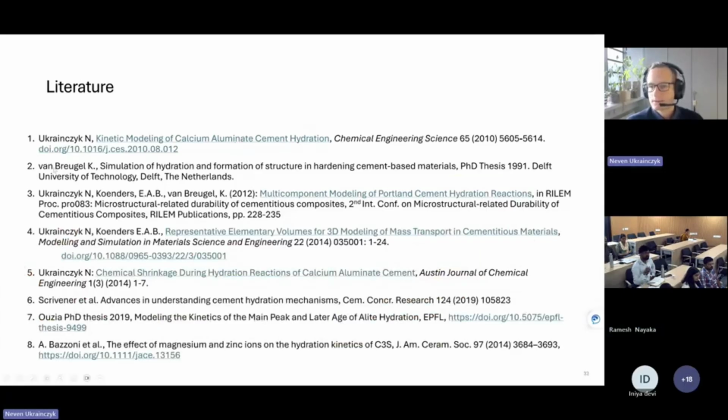Yes. It's this PhD thesis from Professor Van Breugel from TU Delft from 91. This would be describing the Heimstrack equation, but there is also a PhD thesis from Professor Kunders, which I didn't put here, which is, I think, 10 years later, describing also the Heimstrack, but in a 3D implementation, so it's newer.